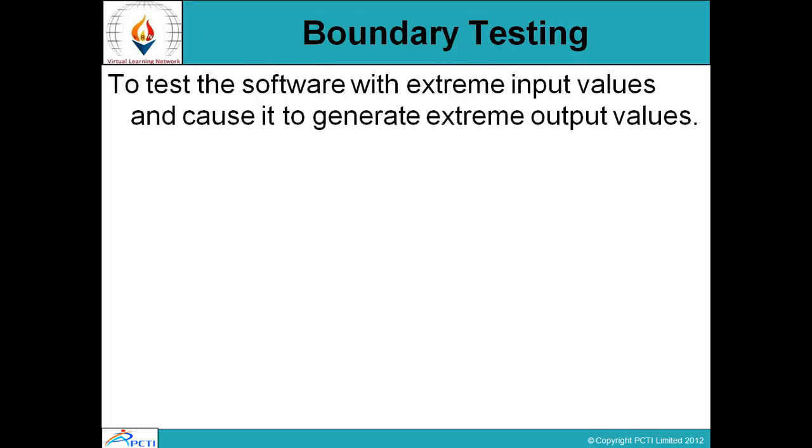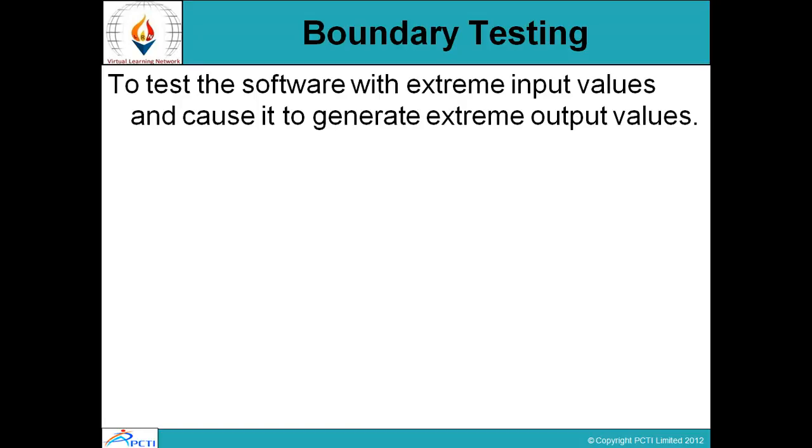Next is the boundary testing. In boundary testing, they test the software with extreme input values and cause it to generate extreme output values. Basically, it is part of black box testing in which we check the data by taking its boundary values, because we are not checking its internal level. By boundary value, we check that the data is correct, and that the software is getting correct values or not.